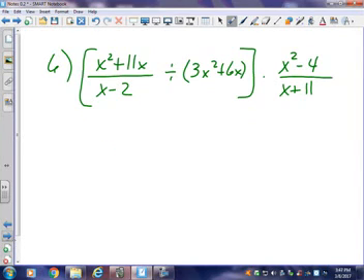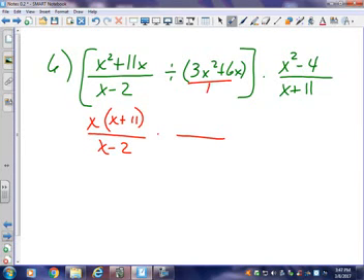Okay, in our last question we have a combination of 2 different problems going on. First, in our bracket we have division. So if I take out an x on the first one, I'll have x plus 11. And if I say divided by x minus 2, because it doesn't need factoring. And I'm going to flip this one and put a 1 under here, which makes the 1 go to the top. And if I take out a 3x, I get x plus 2.